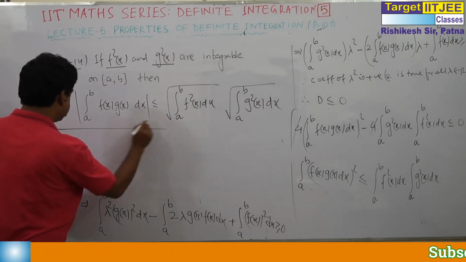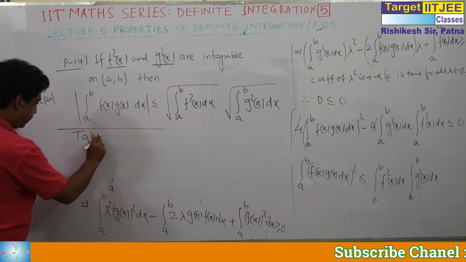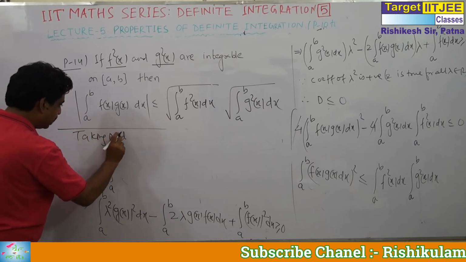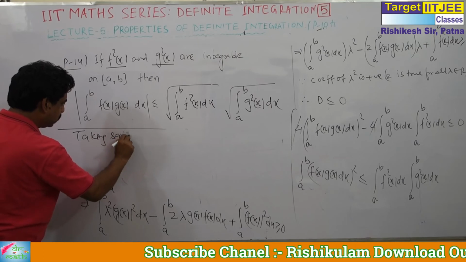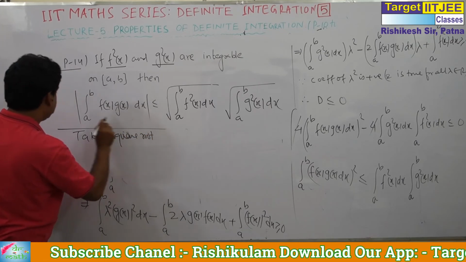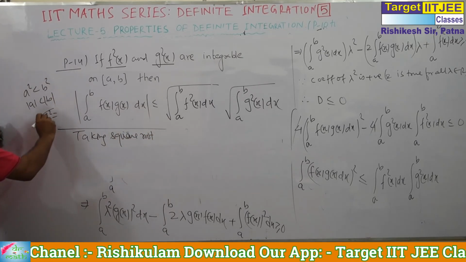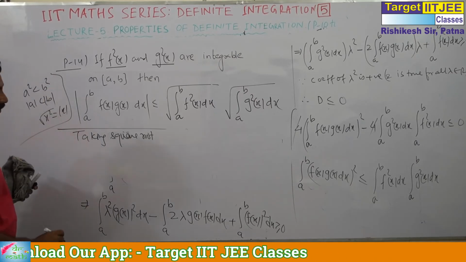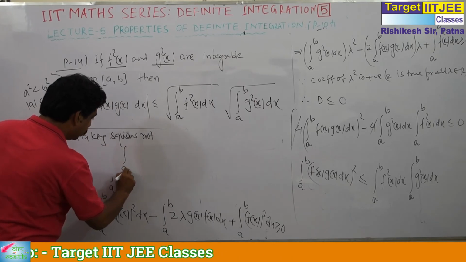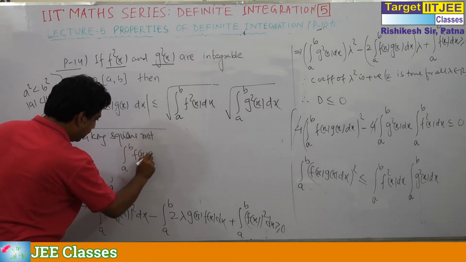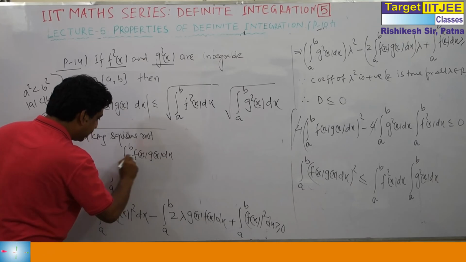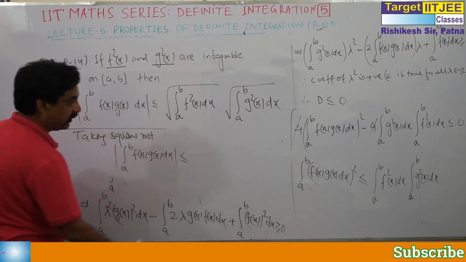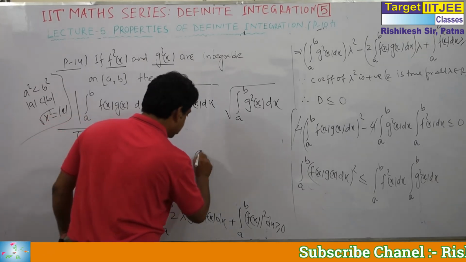Taking modulus. Or taking a square root. Not modulus, that is not the correct word. A square root. Actually, we know the square root of x square is mod x. So is the case. This is what? The modulus of the integral from a to b of f(x) g(x) dx is less than or equal to the square root of the complete one.